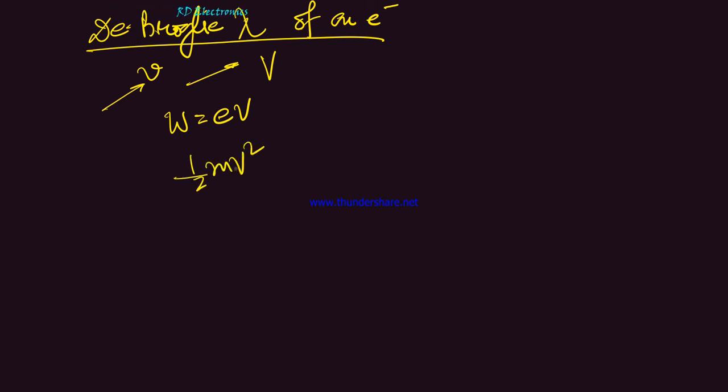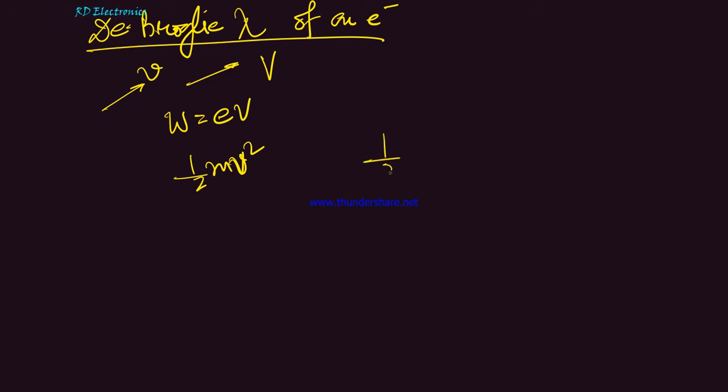Consider small v, the velocity acquired by the electron when it is accelerated through the potential difference, capital V. Now what is the work done? The work done by the electron is basically e times capital V. Now the kinetic energy gained by the electron is equal to half m v square. Sorry, this is small v, velocity.